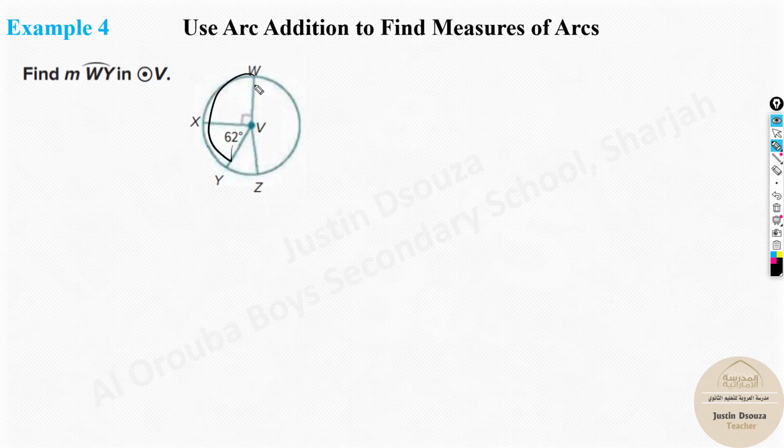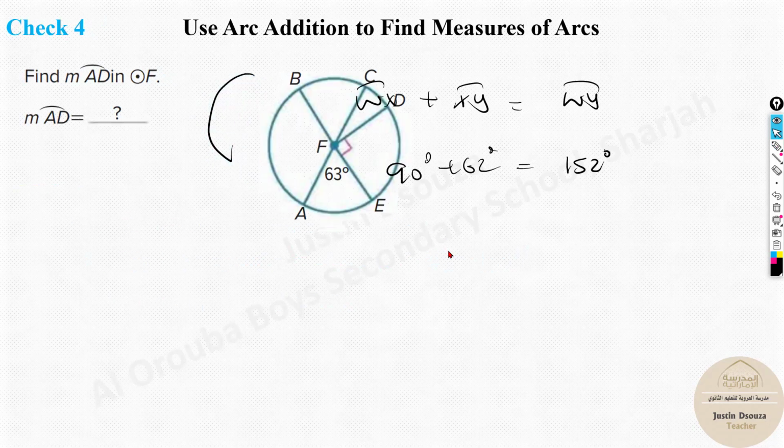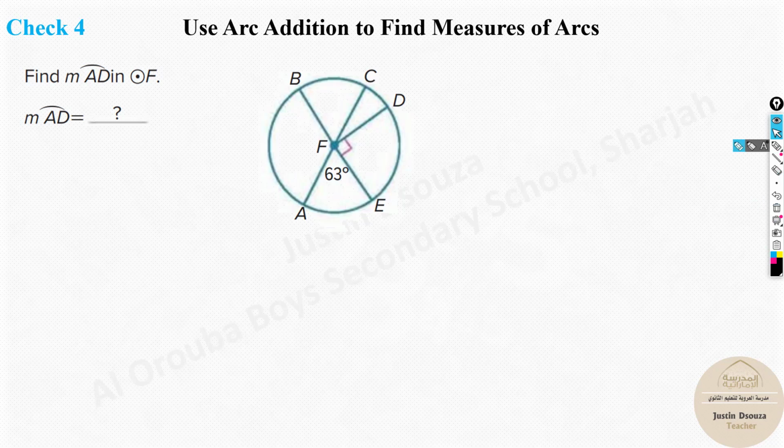That's the arc. Now we can see the arc W to X plus arc XY is equal to the measure of arc WY. So all you need to do is add 90 plus 62, these are all in degrees. 90 plus 62 would be 152 degrees. That's the answer. Simple addition, nothing else.